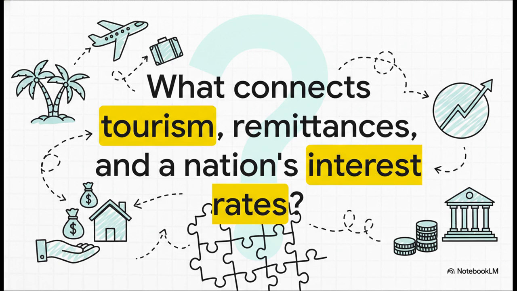Ever wonder how a family vacation overseas, money that a worker sends back home, and a big decision on interest rates from the central bank are all linked? I mean, they sound totally disconnected, don't they? But they're actually all critical pieces of the exact same economic puzzle, the balance of payments.